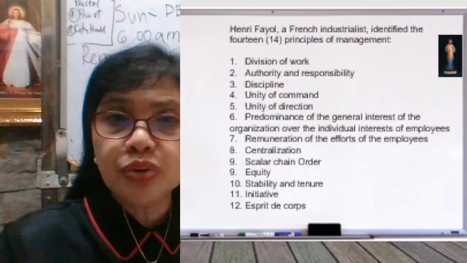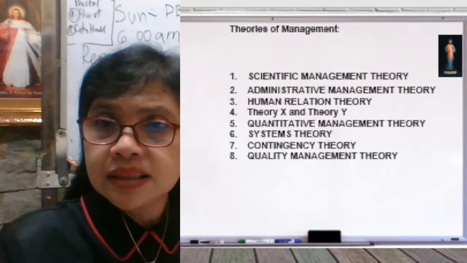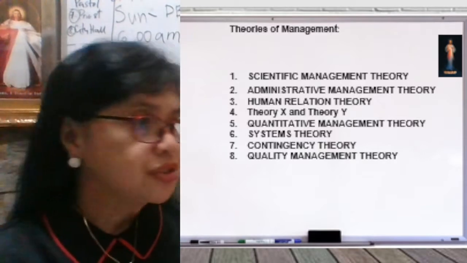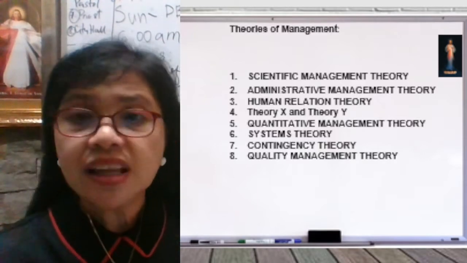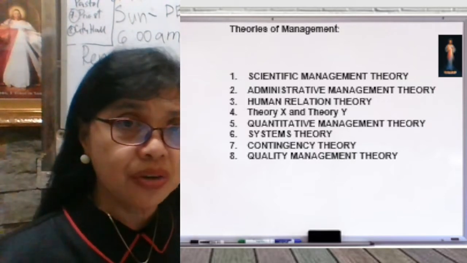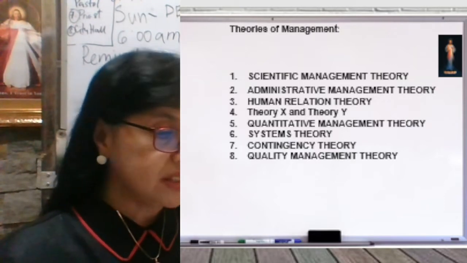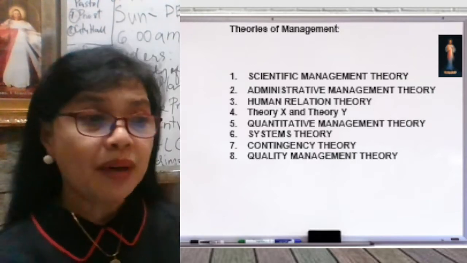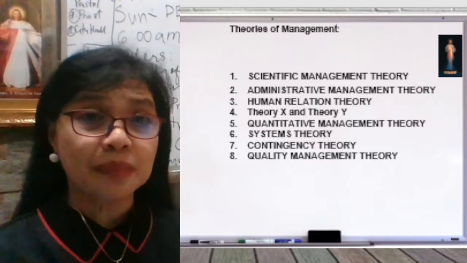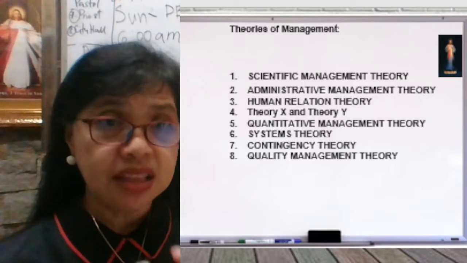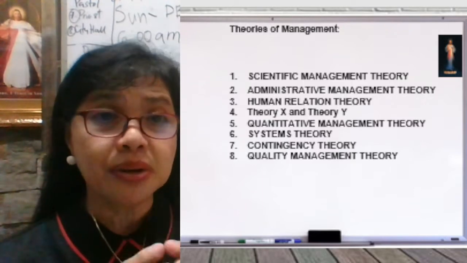Then we go to the administrative theory. Then we have the human relations theory. We have discussed that. Then the theory X and the theory Y. What is theory X and theory Y? Well, these are opposites. This was developed by Douglas McGregor. According to Douglas McGregor, these two theories are opposites.